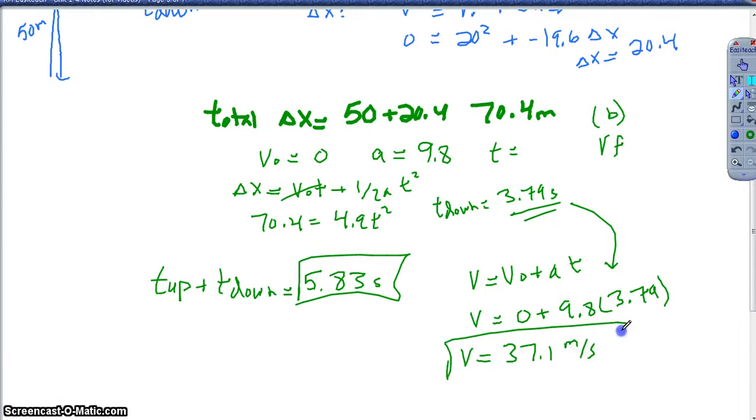Make sure you double check your answers here, and that you use the time it takes to fall down and didn't accidentally use the 5.83. We'll pick up the next couple of examples in the next part.